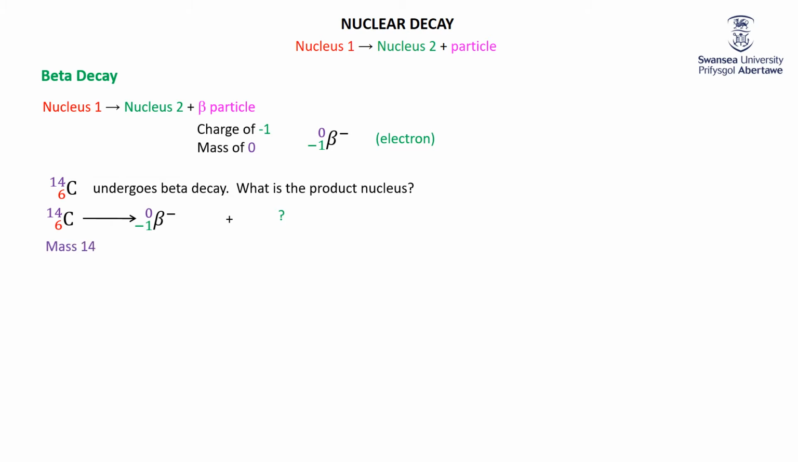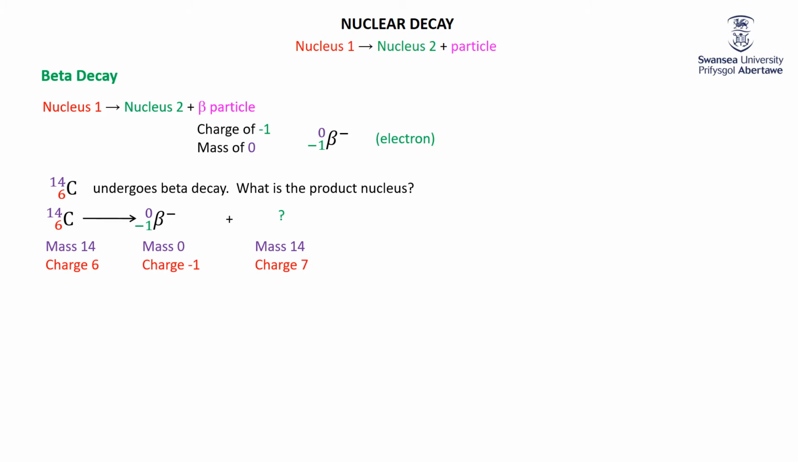Well, balancing mass and charge. Mass is 14 on the left-hand side, charge is 6 on the left-hand side. So the mass has to be 14 on the right-hand side. Right now, the beta particle contributes nothing to that, which leaves us with a mass of 14 for the mystery nucleus. Now, looking at the charge, that's more interesting. The charge on the left is 6, so the charge on the right has to be 6. We already have a charge of -1 from the beta particle. So how do we get 6 when we start with -1? The mystery nucleus has to have a charge of 7.